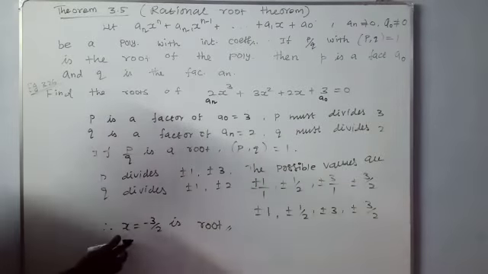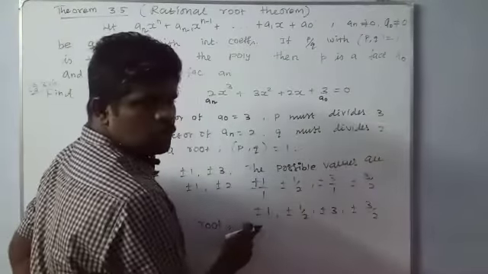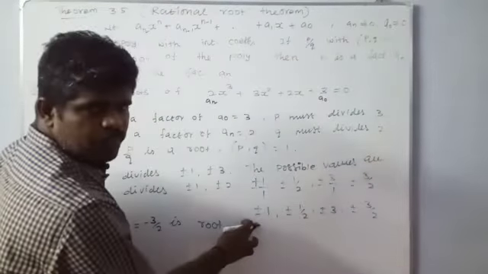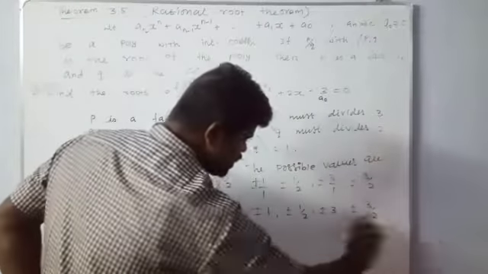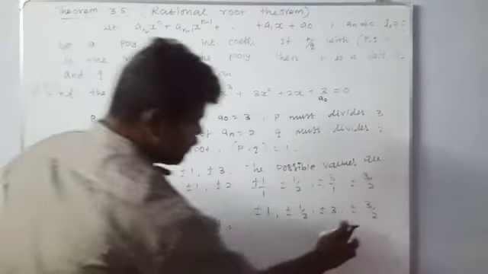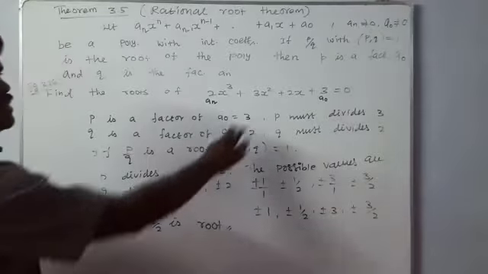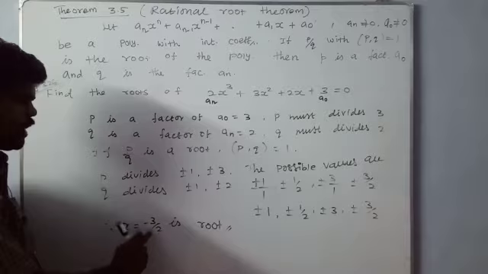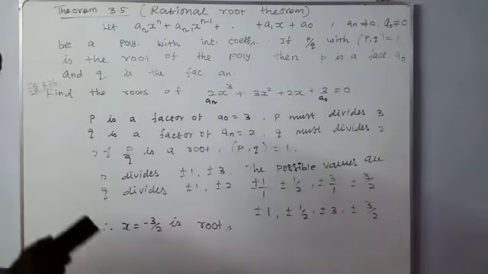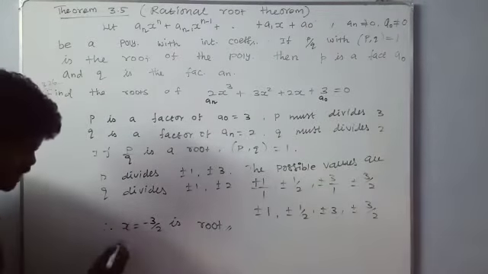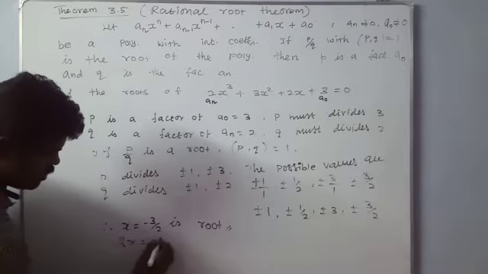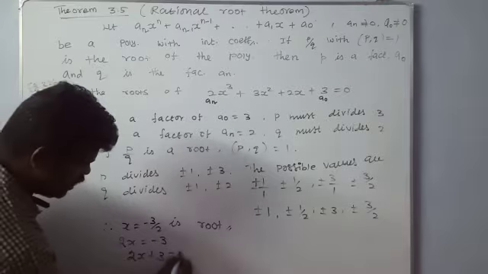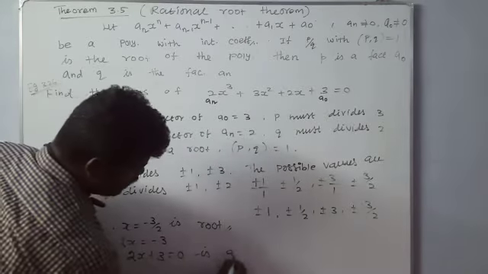It is one root. We checked all the values, and only minus 3 by 2 works. These are the possible roots, and if you want you can check each and every value, but only minus 3 by 2 satisfies this equation and becomes 0. So that's why x equal to minus 3 by 2 is a root. What is the factor? Take 2 to this side: 2x is equal to minus 3. Therefore 2x plus 3 equal to 0 gives a factor.